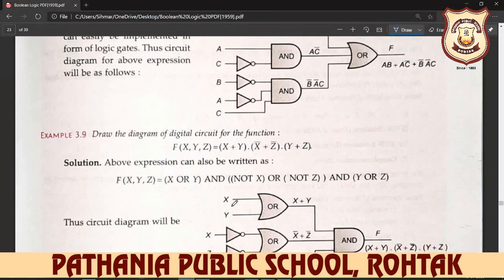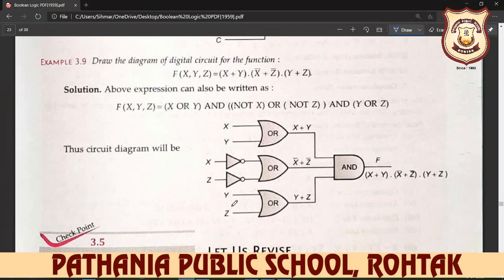Okay. So again we drew the next diagram of a digital circuit here: X, Y, Z, X plus Y, X complement plus Z complement, and Y plus Z. So plus symbol means your OR gate. First you draw the 3 OR gates. After that the multiply symbol is there. Here is your multiply symbol. So we need the AND gate.